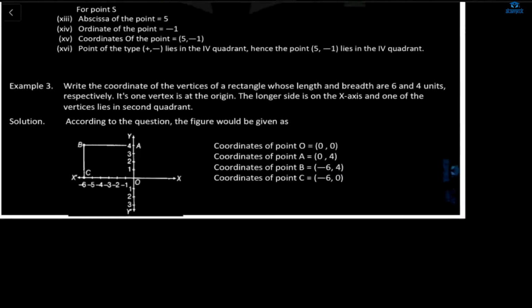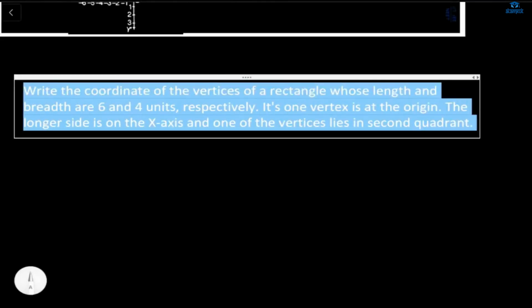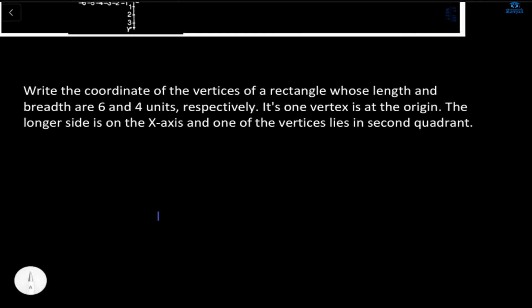Now solve this question. Write the coordinates of the vertices of a rectangle whose length and breadth are 6 and 4 units, respectively.